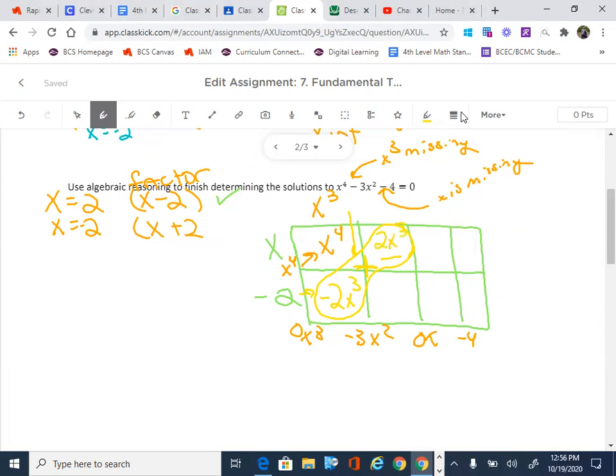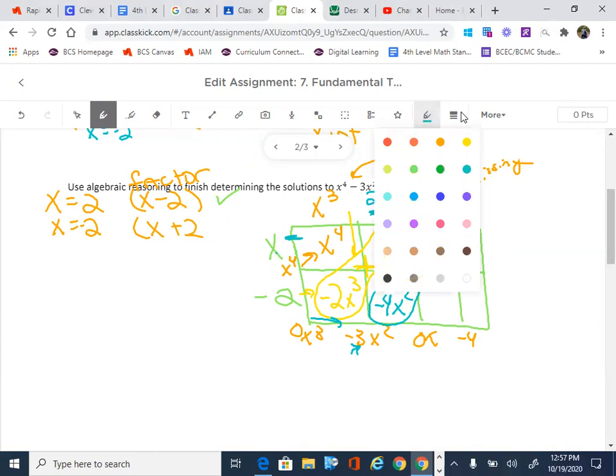After I do that, I ask, what do I multiply x by to get 2x cubed? That is 2x squared. 2x squared times x is 2x cubed, and then I bring that down. 2x squared times -2 is -4x squared. Again, I change this to an addition sign, and I ask, what do I add to -4x squared to get -3x squared? So -4x squared plus 1x squared will give us -3x squared.